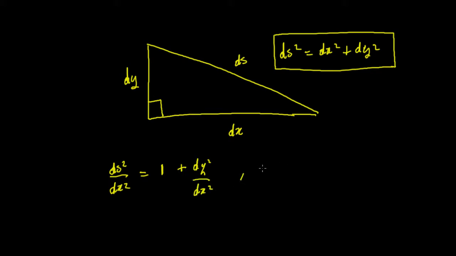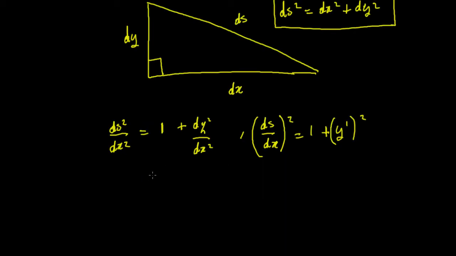Okay, so we'll just rewrite that as ds upon dx, all squared, is equal to 1 plus, and we'll just change the nomenclature of that, just make it a little bit simpler. That's going to be y derivative squared. Okay, now we'll take the square root of both sides, and we'll be left with our ds upon dx will equal 1 plus y derivative squared, and I'll write it all to the power of a half. Okay, so we're just taking the square root of both sides.